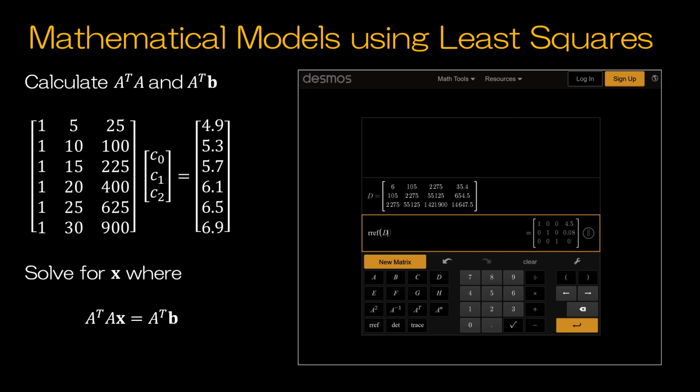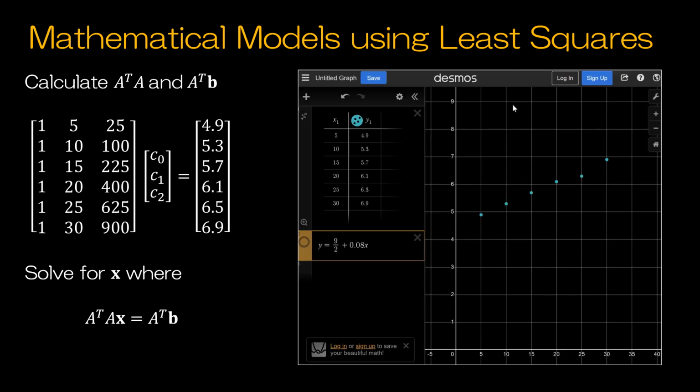Then I went to just regular old Desmos. I plugged in my initial values, so again we used 5 instead of 1985 and so forth. And this is the equation that we came up with using the least squares model. And if you'll notice, that looks pretty darn good to me.